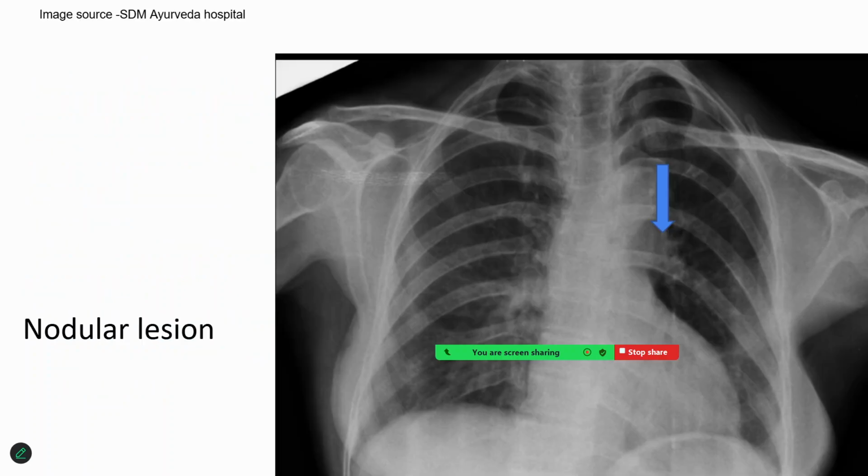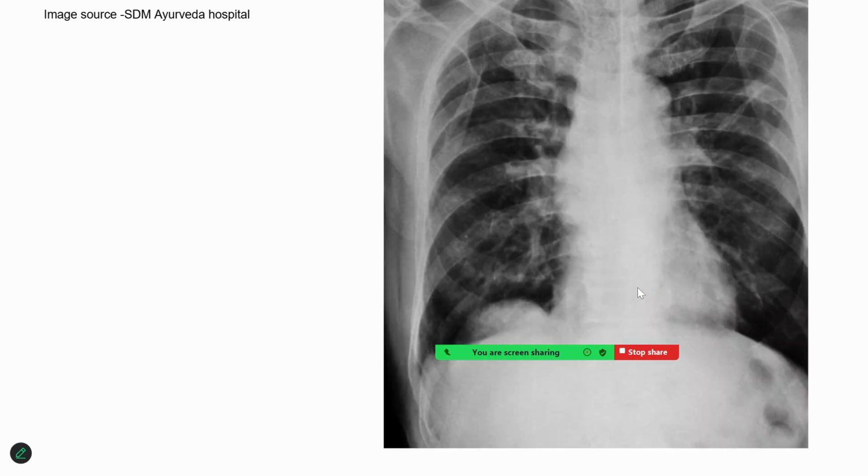I'll show you some of the examples. The nodular lesions, small nodules. In a typical nodule of a cancer, the surface consistency will be irregular, borders also will be irregular, and it's quite difficult to differentiate these from the other lesions. Often need a lot of experience.